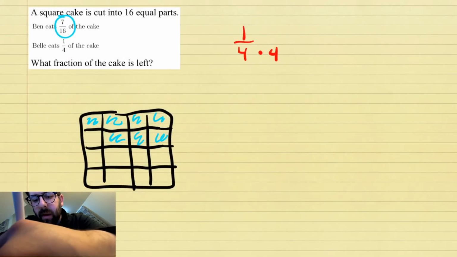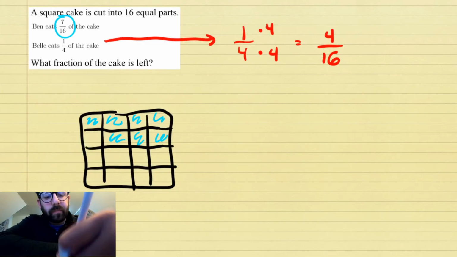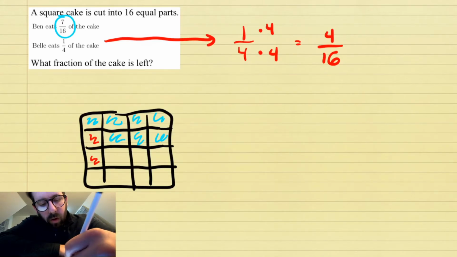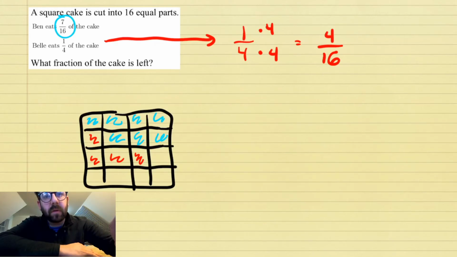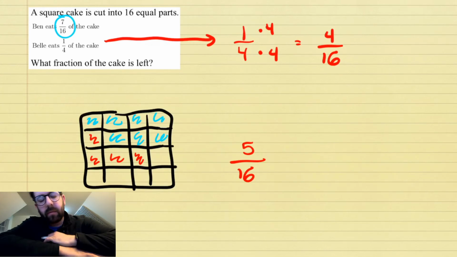I want to make that a 16 on the bottom. So I'm going to multiply it by 4. So whatever you do to the bottom, you have to multiply the top. So I get 4 out of 16. That's Belle's. This is the same. So I'm just changing her fraction so it's a 16 on the bottom, so you can represent this pan. She's eating 4 out of 16. 1, 2, 3, 4. How many pieces are left? Well, there should be 5 out of 16 pieces left.